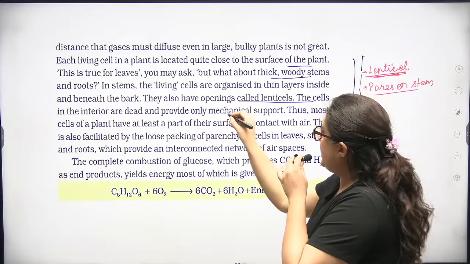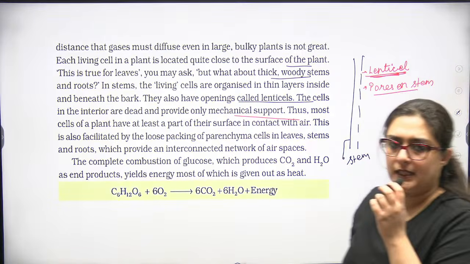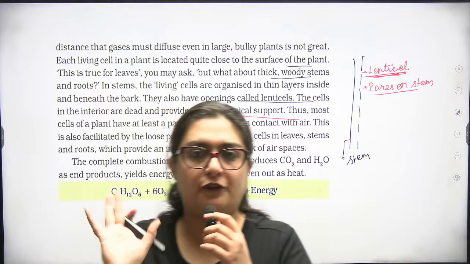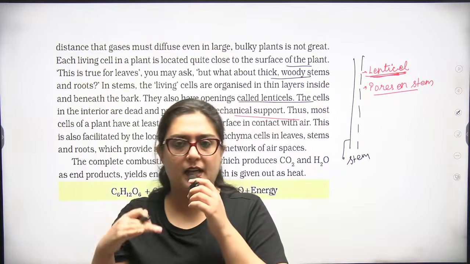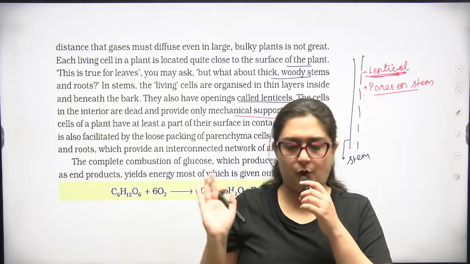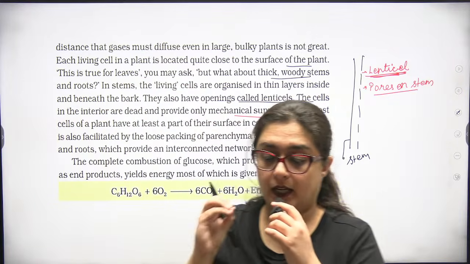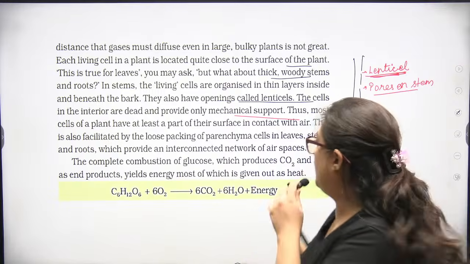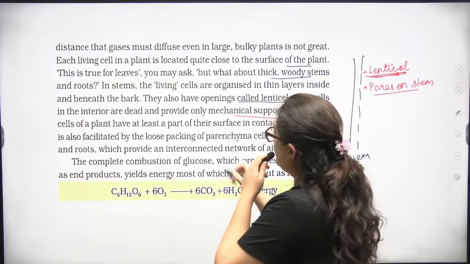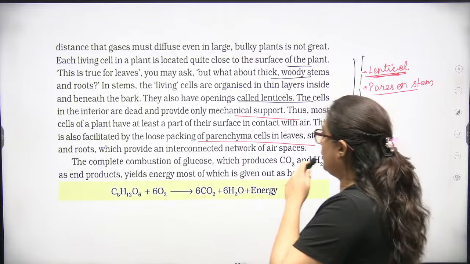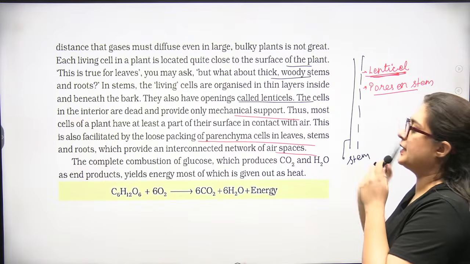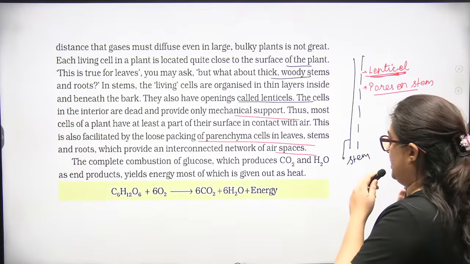Now, the cells in the interior are dead and provide only mechanical support. We very well know that in the animal body, there is no sense of dead cells. If cells are dead, they are replaced, they are repaired, or the body is dead. But in plants, there is significance of dead cells, which actually provide mechanical support. This is also facilitated by loose packing of parenchyma cells in leaf, stem, and root, which provide a connected network of air space. Okay.